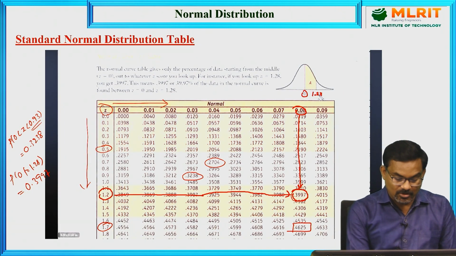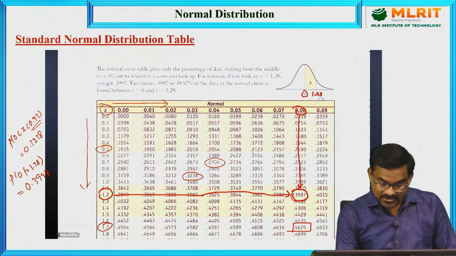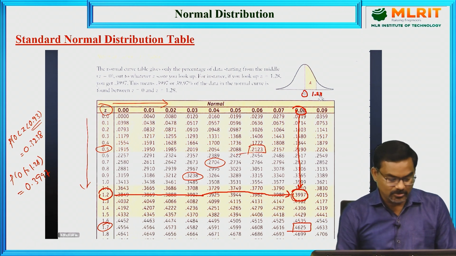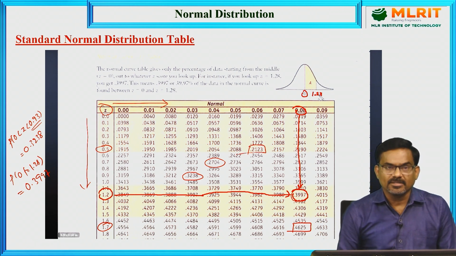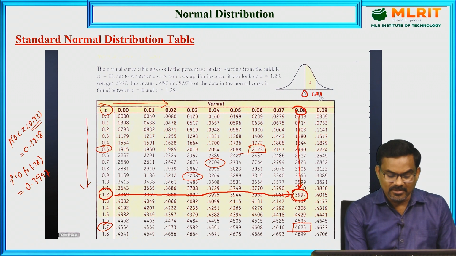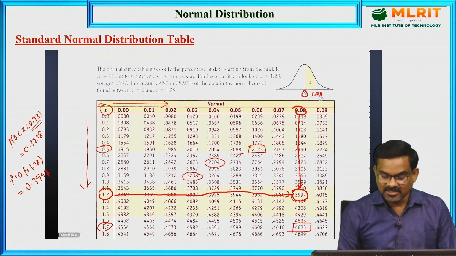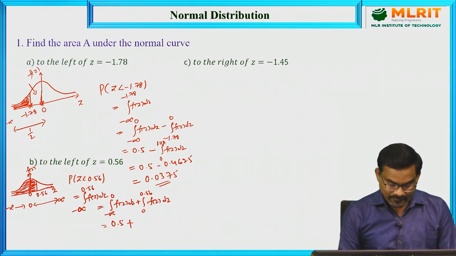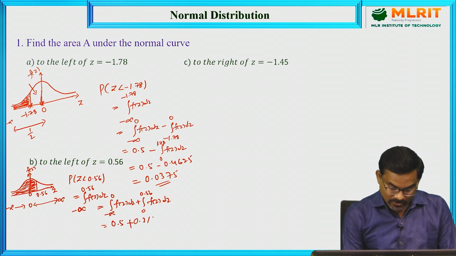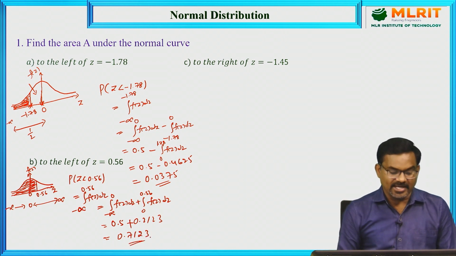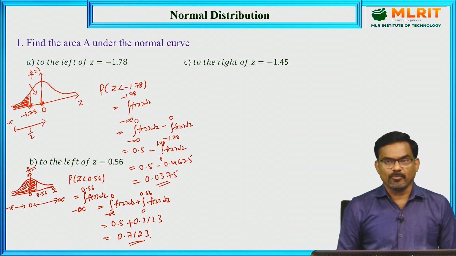0.56, this is 0.5 and 6. So 0.2123. From the normal distribution table, the area from 0 to 0.56 is 0.2123. Hence the final answer is 0.7123. This is the area to the left of z equal to 0.56.